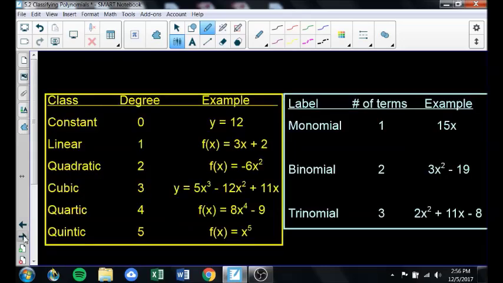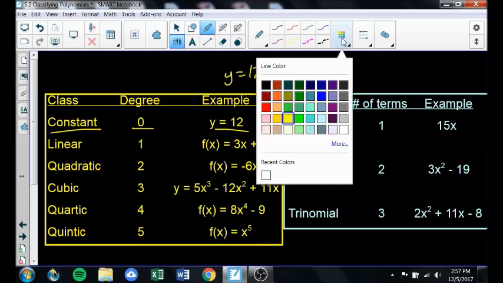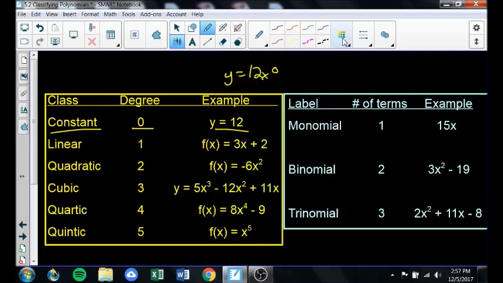So we now classify polynomials based on the degree they have and the number of terms that they have. If something has a degree of 0, it's called a constant function, like y equals 12. This is the same as y equals 12 times x to the 0. Having a degree of 0 means you have a constant function. Whatever x is, y doesn't change. Y is 12, y is 12, y is 12.